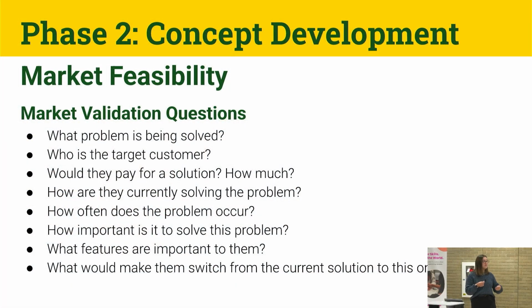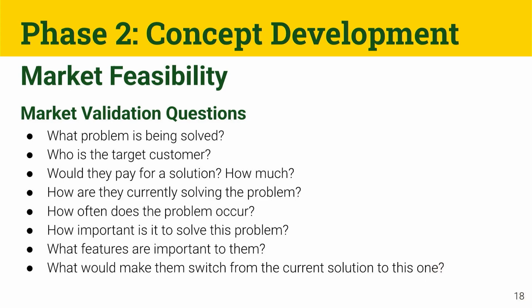Okay, so part of your market validation, I have some samples of types of questions that you're going to be looking at answering during this. So what problem is being solved? Who's the target customer? Those same ones again, as well as would this customer pay for it? How much would they pay? And then some other things that are important to highlight with the problem: how are customers currently solving it? How does the problem occur and how often does it happen?